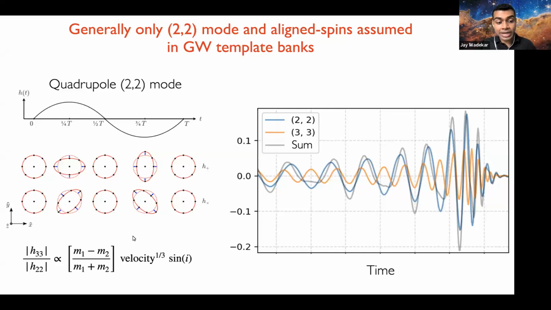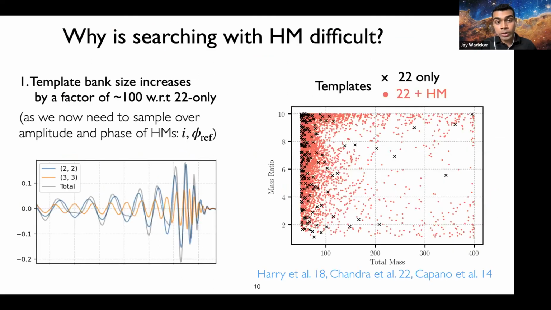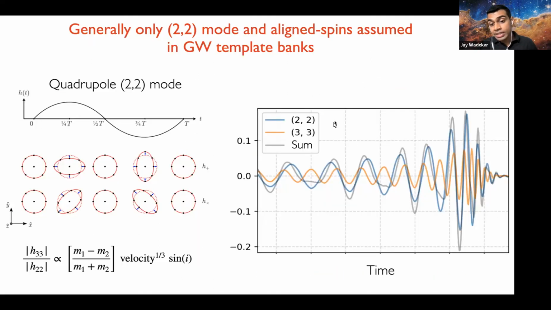So just to give you an idea, these higher modes become important. They scale as velocity to the power 1/3. So they become important when you are close to the merger, where your binary velocity is very high. Okay, so at this point we already know from GR that these higher harmonics should exist.